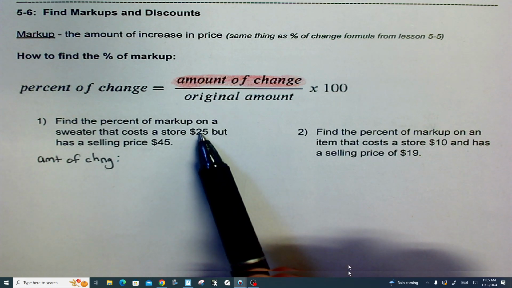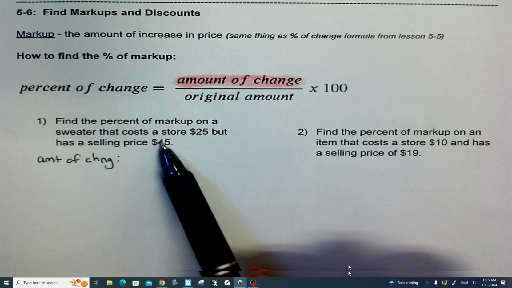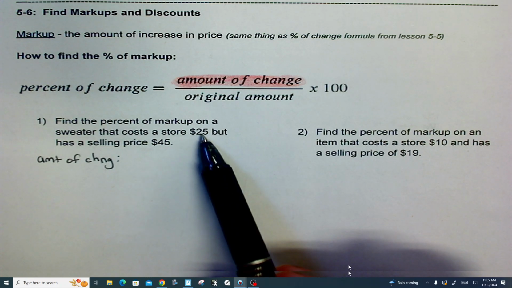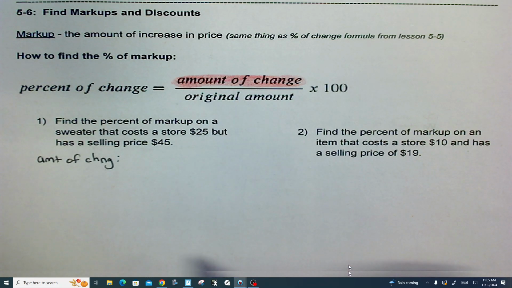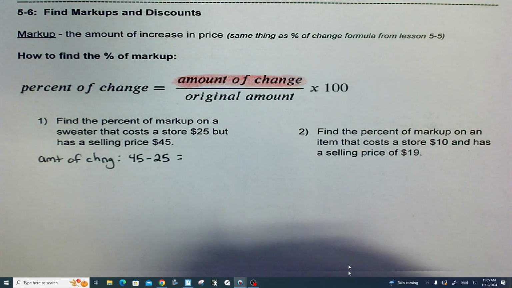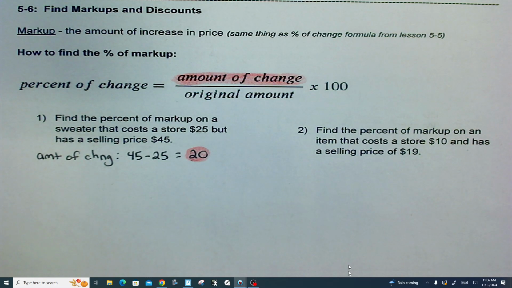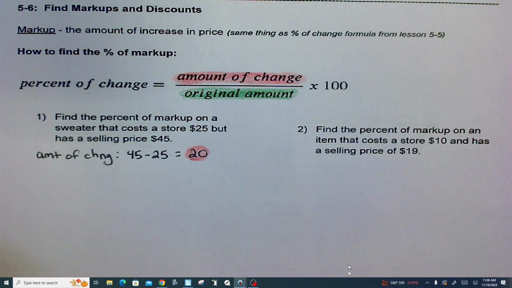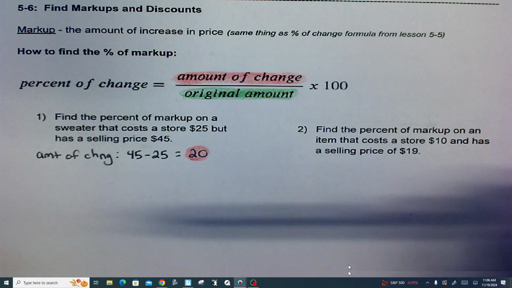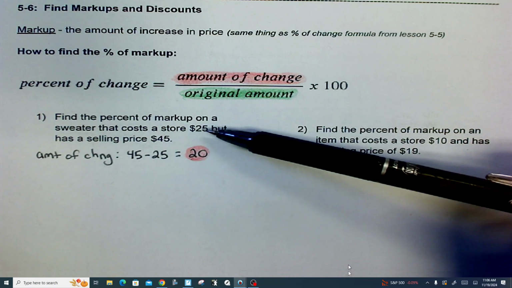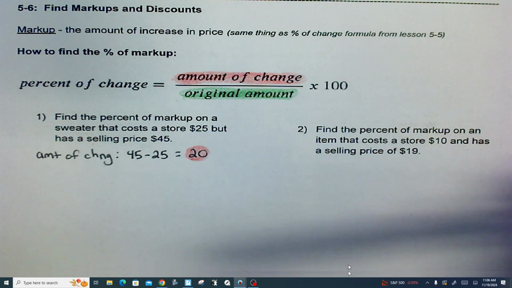We know that it cost them $25 and they're trying to sell it for $45. So if we subtract these two, we can find our amount of change. Next, let's find the original amount. And be careful, it's not always going to be given to you first, so you have to think about this. If we're in a store situation, how much did the store pay for themselves to get it? $25 in this case.